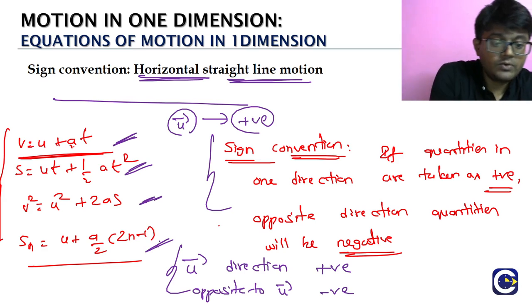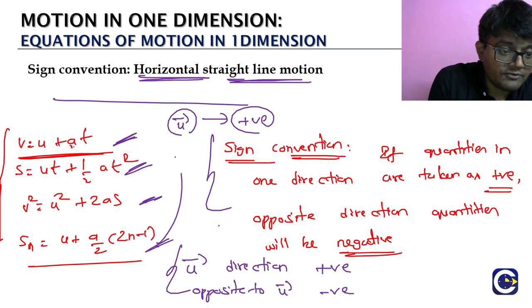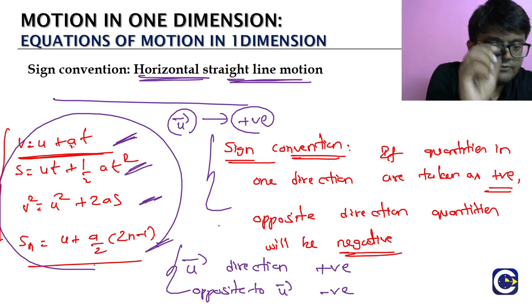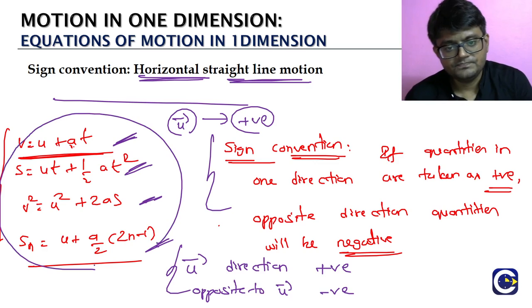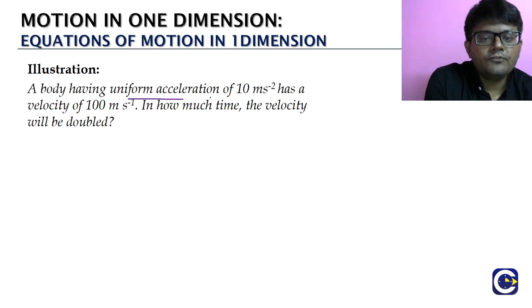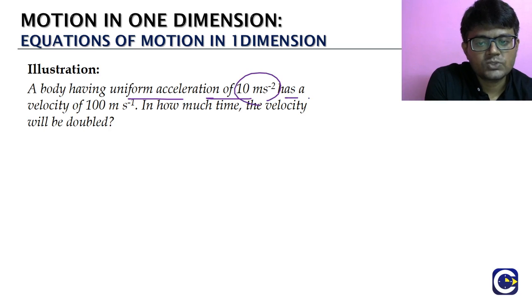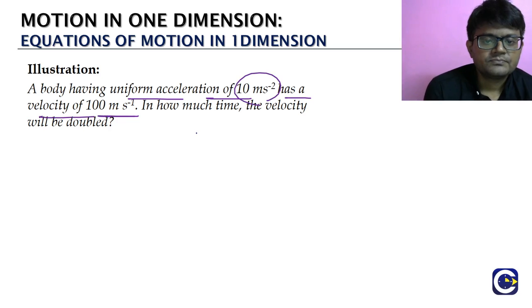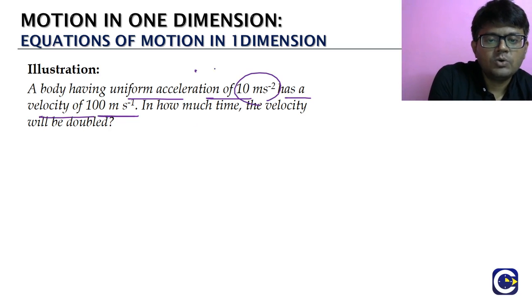So we are going to use these equations of motion as they are by following the sign convention. Now we'll see some problems. A body having uniform acceleration of 10 meter per second square has a velocity of 100 meters per second. When they give a statement like this, it represents that both the acceleration and the velocity are in the same direction.